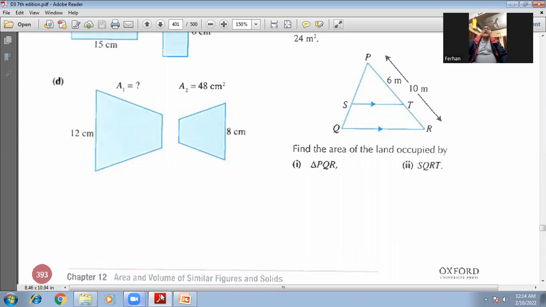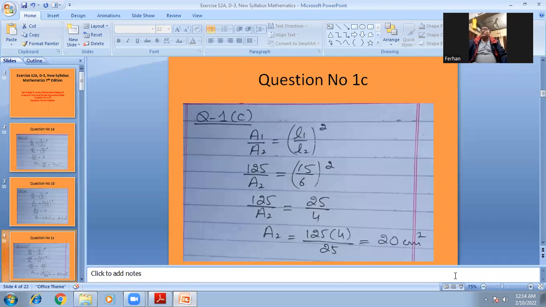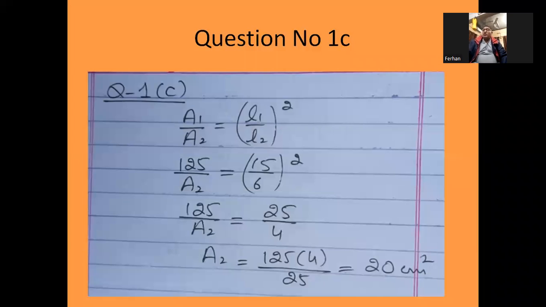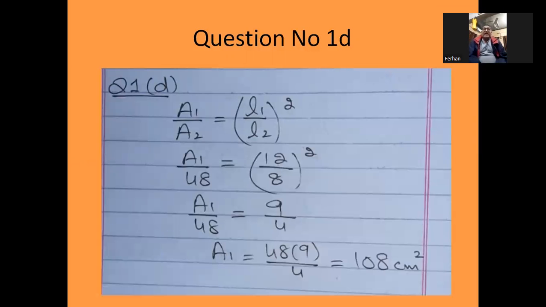And we know the formula. Area 1 by area 2 will be equal to the length 1 by length 2 whole square. So here we go. Area 1 by area 2 equals L1 by L2 whole square. Area 1 is the question, area 2 is 48, L1 is 12, L2 is 8, so we will take whole square on it. So area 1 by 48 equals 9 by 4. When you divide 12 with 8 and take whole square of it, you get 9 by 4. So area 1 will be equal to 48 multiplied by 9 divided by 4, and that will be 108 centimeter square.